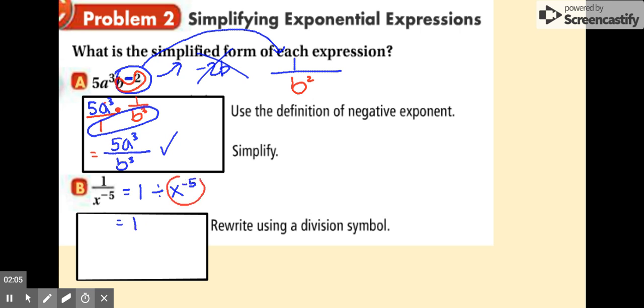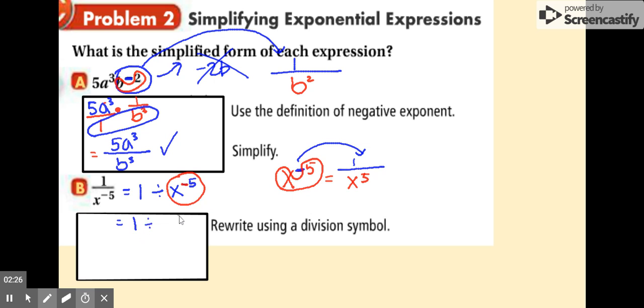Let's simplify this one. Let's get rid of this negative symbol. So negative in the exponent. So x to the negative fifth. You see negative here, which means flip, 1 over. And then the leftover, which is x to the fifth. So now everything should be exactly the same.